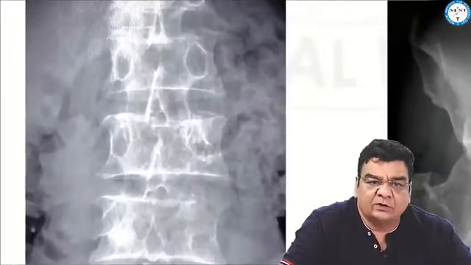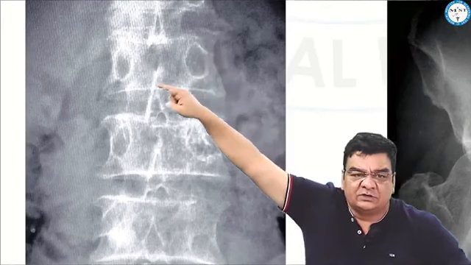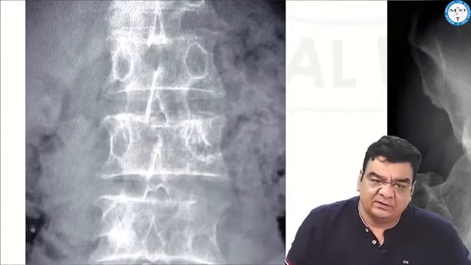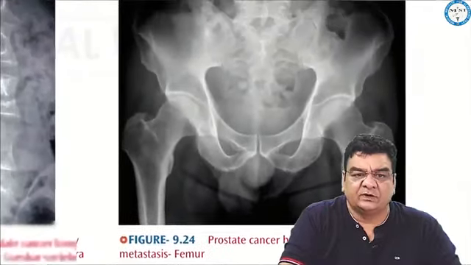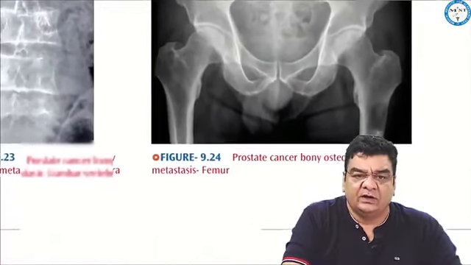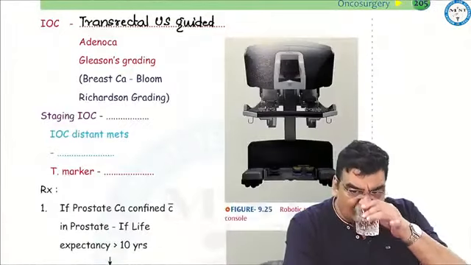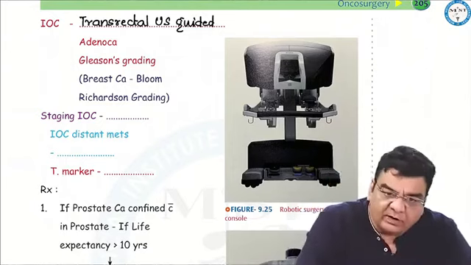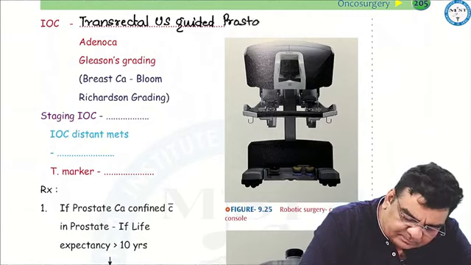How can these bony metastases look? Herein, if you carefully take a look, can you see these shadows, these hypodense shadows? These are the metastases in the vertebra. Another picture, beta. If you just take a look at this particular image, now herein you are seeing some hypodense areas. Transrectal ultrasound guided prostatic biopsy.